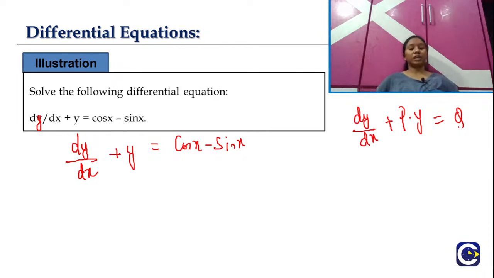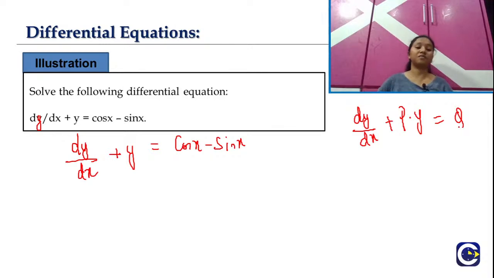So directly we can say that it's a linear form of differential equation, guys. We have just discussed how to solve a linear form of differential equation. First thing, we should find the integrating factor. So quickly find the integrating factor, guys, and let me know what it is.